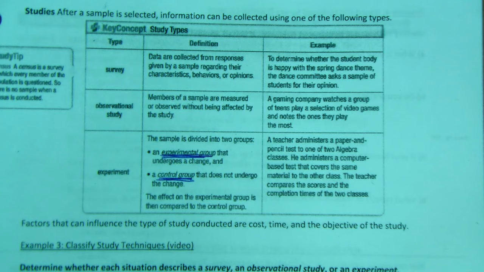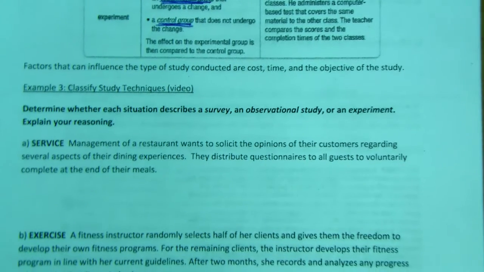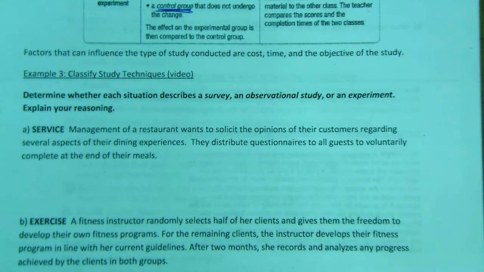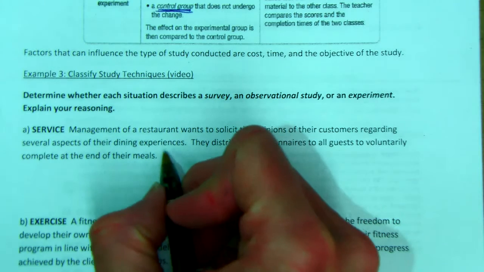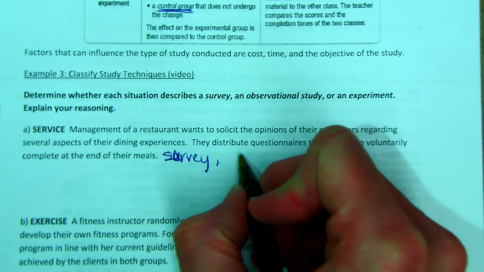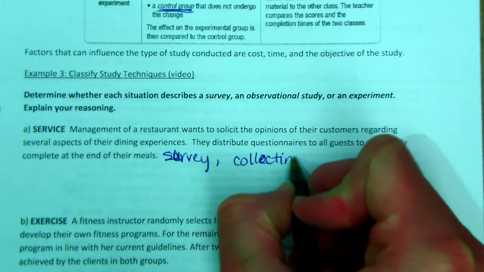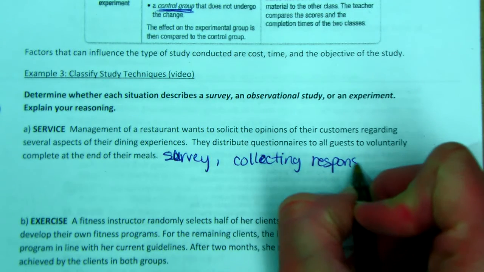All they're asking us to do is determine if it's a survey, an observational study, or an experiment, and explain. Management of a restaurant wants to solicit the opinions of their customers regarding several aspects of their dining experience. They distribute questionnaires to all guests to voluntarily complete at the end of their meals. Okay, that is definitely a survey. Collecting responses. Okay, I'm not asking if it's biased, I'm just asking which one it was. In this one, it's a survey.